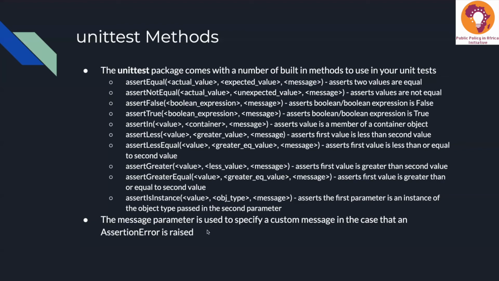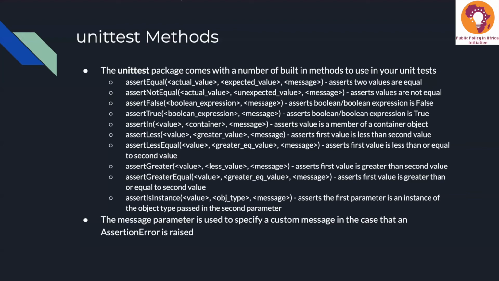And then just one final call out: the message parameter is used to specify a custom message in the case that an assertion error is raised. As we saw on the previous slide, if you don't pass that message, then Python will generate its own sort of message, but oftentimes it's really beneficial to have a custom message there.